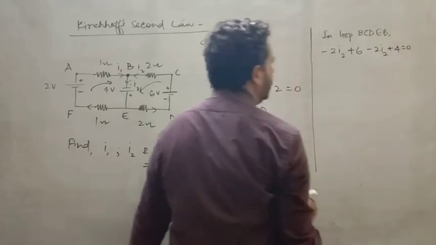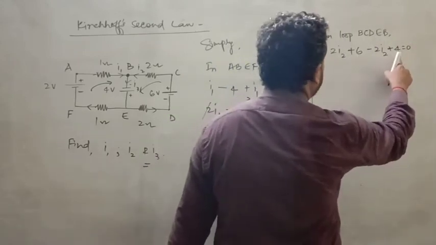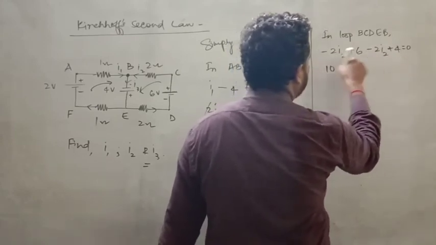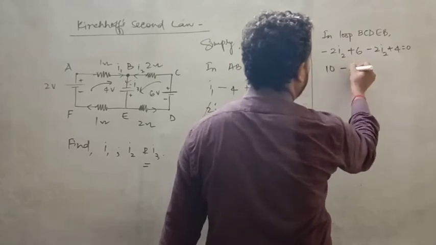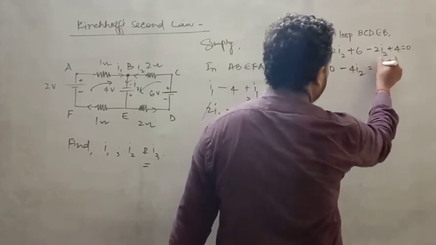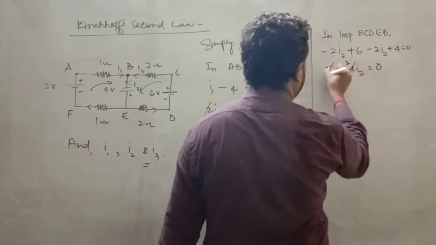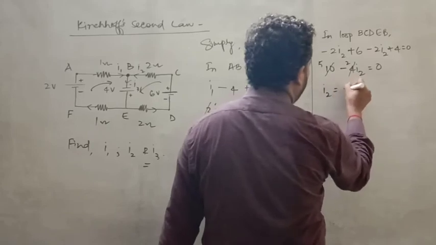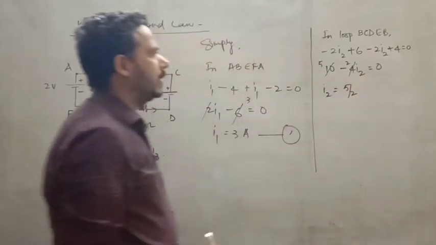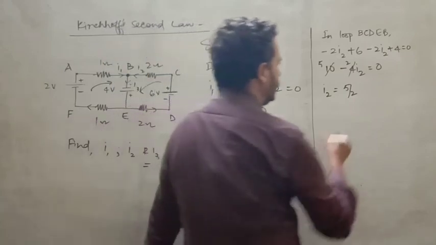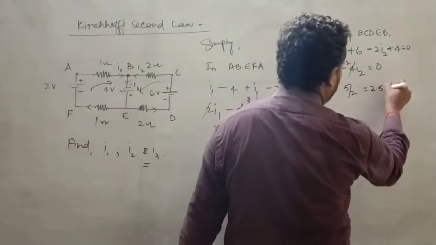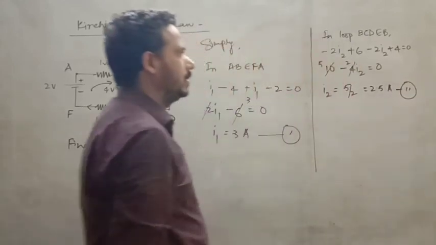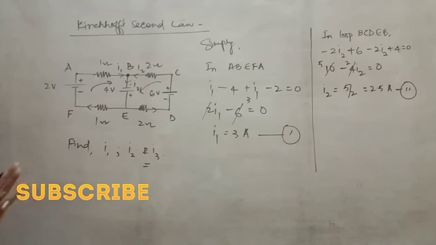Alright, so see, this one is positive and this one is positive, so 6 plus 4, 10, and these both are negative, minus 4I2, and that is equal to 0. You can cancel this by 2, so your I2 is equal to 5 by 2. Okay, so 5 by 2, that is 2.5 ampere. So now you have got here your second result. So you have got I1, I2. Now again you have to find I3.